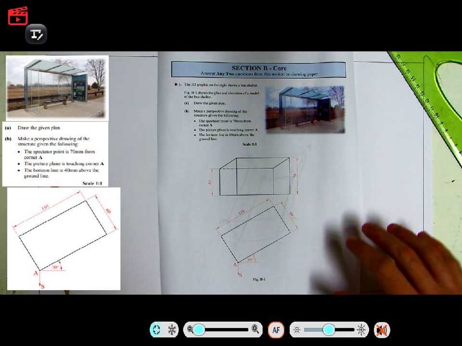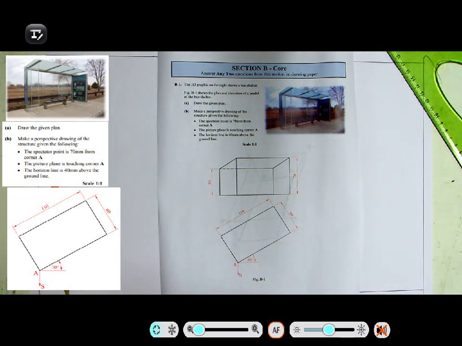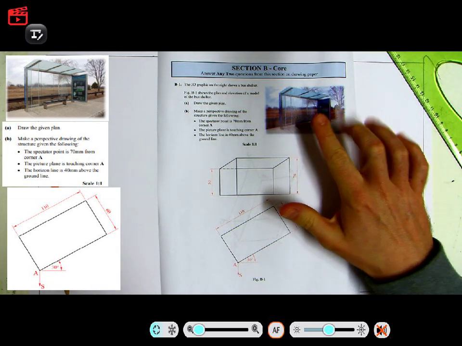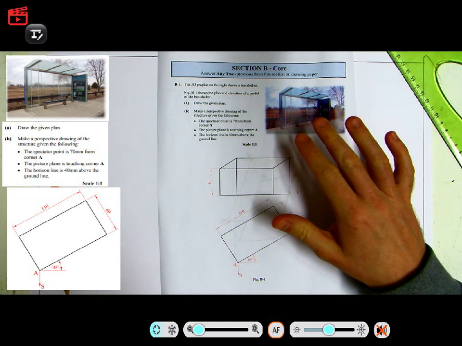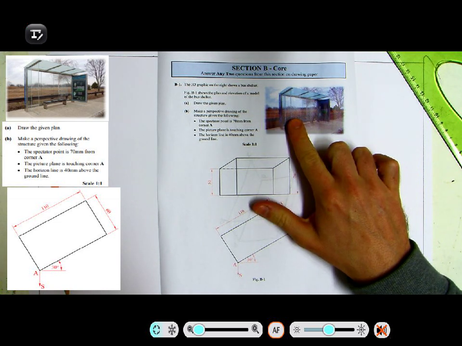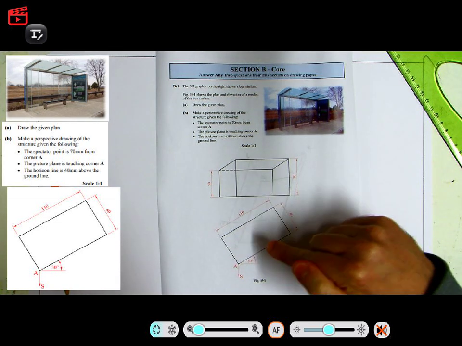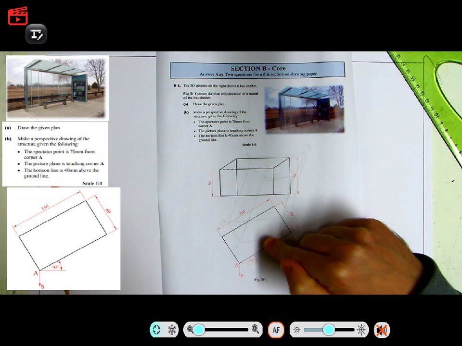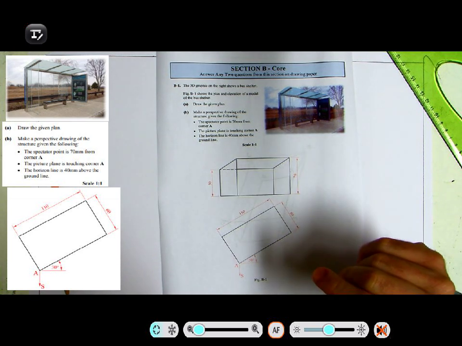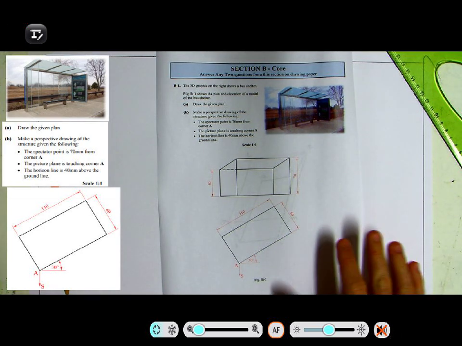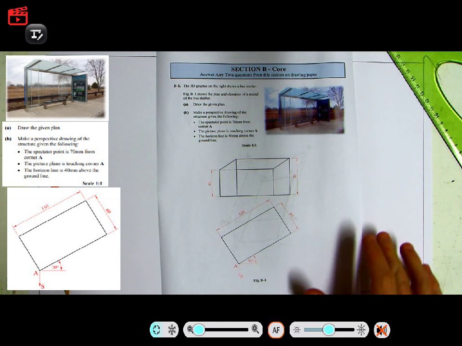2010 ordinary level exam. As you can see in the top left hand corner, that's the 3D example that we have. This is just the paper sheet of it here. So we have a bus shelter, we have the front elevation, and we have the plan view. And on the left hand side of your screen, I hope to keep them there as long as possible, and I'm going to show you how I would approach this question.